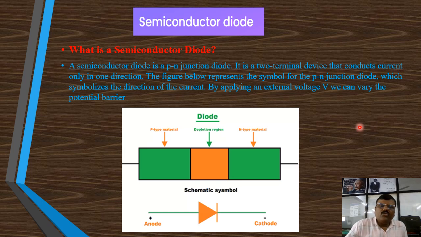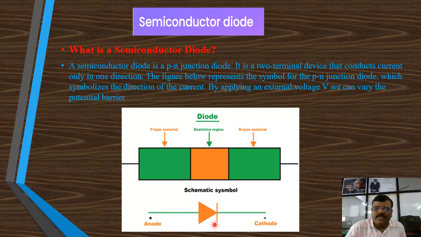Now, semiconductor diode. What is a semiconductor diode? A semiconductor diode is a p-n junction. It is a two-terminal device that conducts current in only one direction. This figure shows the p-n junction diode. This is the p-type material, and this is the n-type material. These two materials are sandwiched together. These form the depletion region.